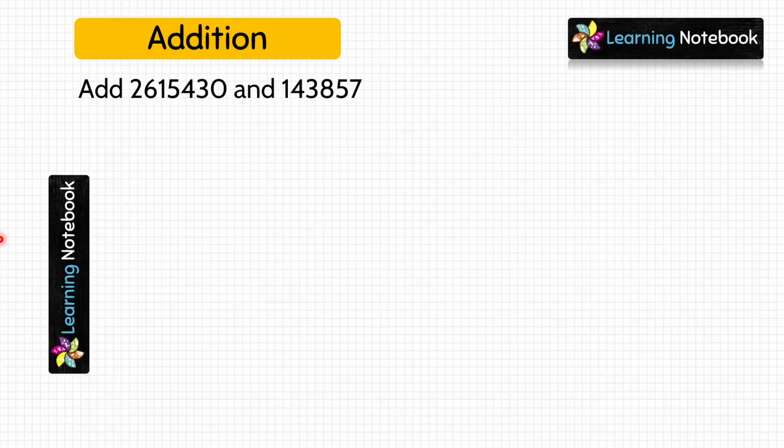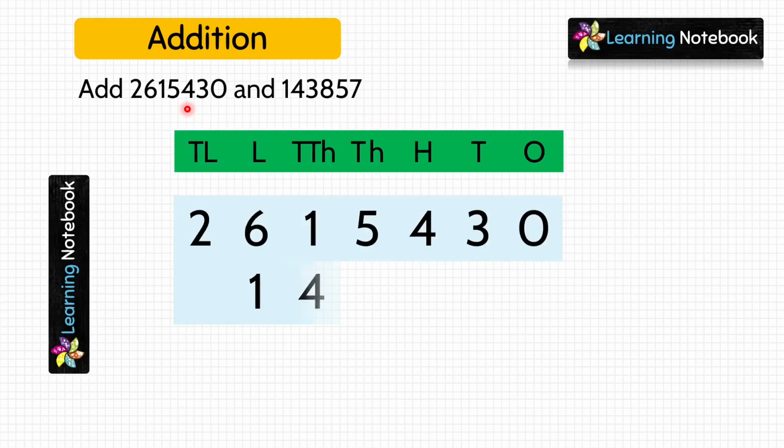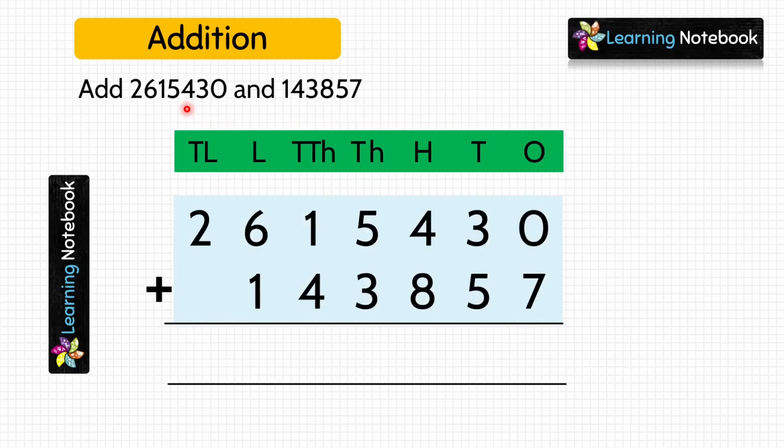Let's take an example. Add these two numbers. To add these two large numbers, first we will write them in column form as shown here. Now, we will start adding them from ones place. 0 plus 7 equals 7. Next, add the digits at tens place. 3 plus 5 equals 8. Next, add the digits at hundreds place. 4 plus 8 equals 12.